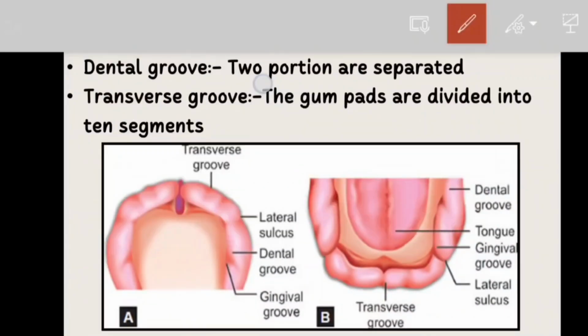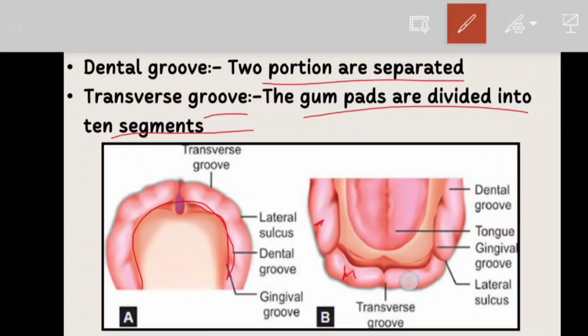Now we see the groups. The dental groove separates the 2 portions of the gum pad. So this is the dental groove. Next, the transverse groove. Here the gum pad is divided into 10 segments. You can see the lines dividing the gum pad into different segments. Here the easy trick is: transverse groove means segment division.